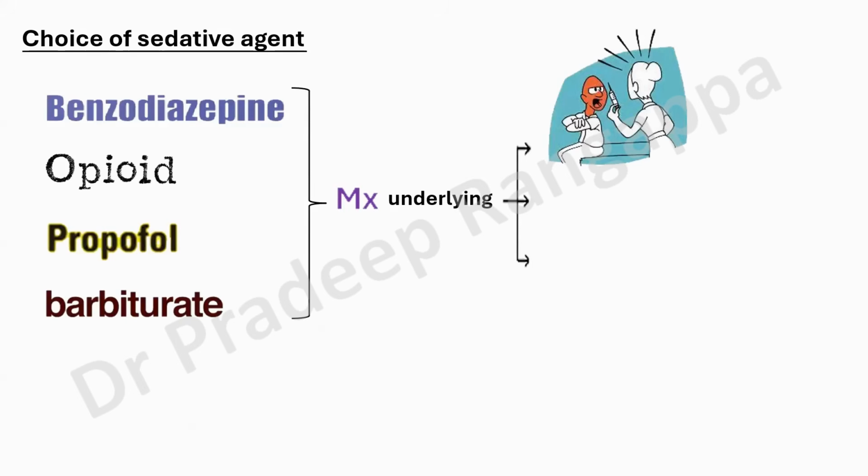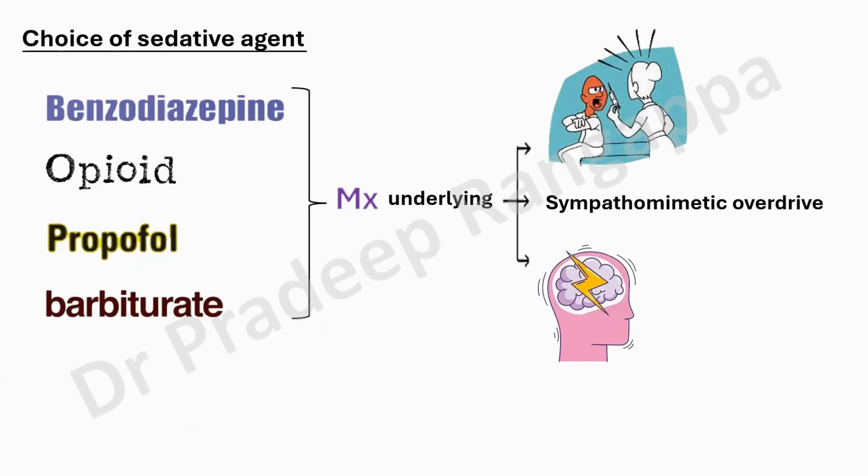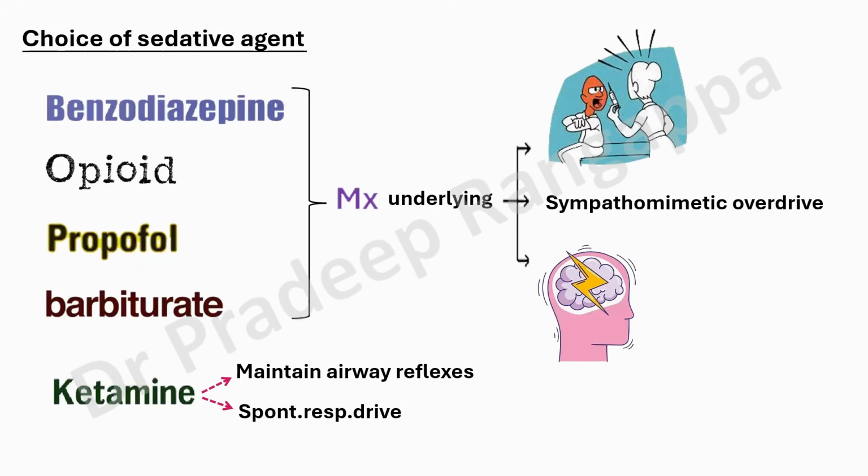So management of the underlying condition: if the patient is agitated, you would have to choose between more of opioid with benzodiazepines, and the choice of sedation depends on whether the patient is agitated. If the patient is very hypotensive, obviously you would avoid using propofol. So your choice of these drugs depends on whether the patient is agitated, whether there is a sympathomimetic overdrive, or whether there is status epilepticus. Ketamine is something that could be considered when someone wishes to maintain the airway reflexes and wants the patient to have some sort of respiratory drive.